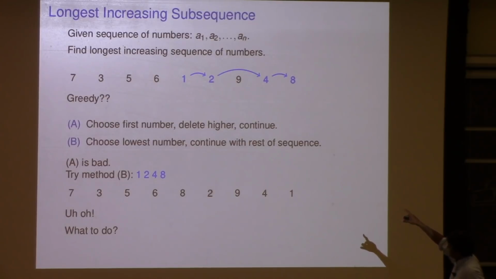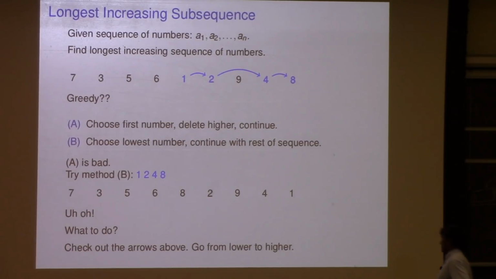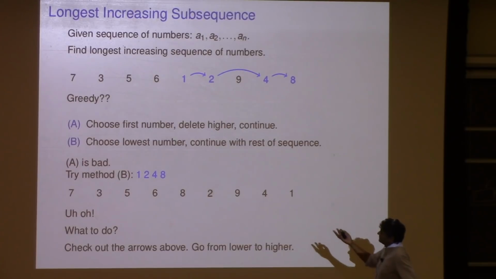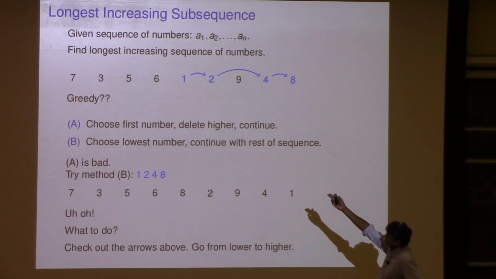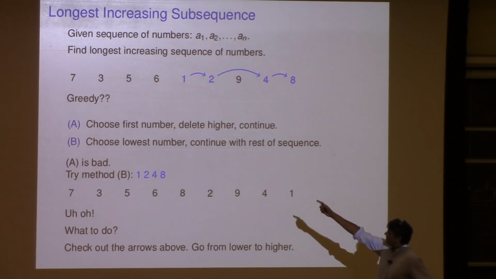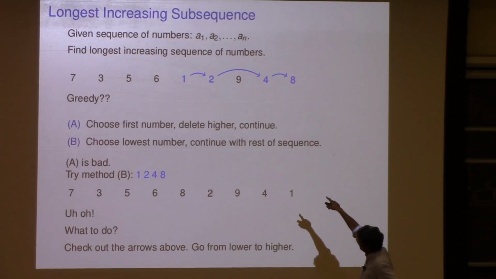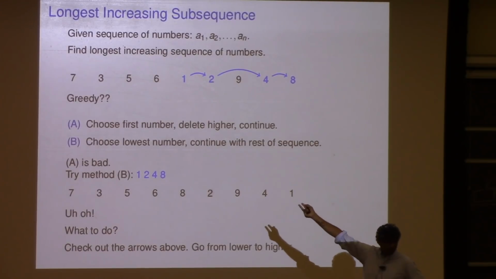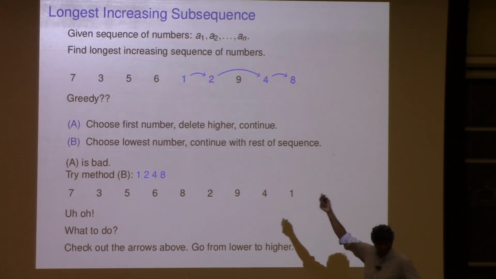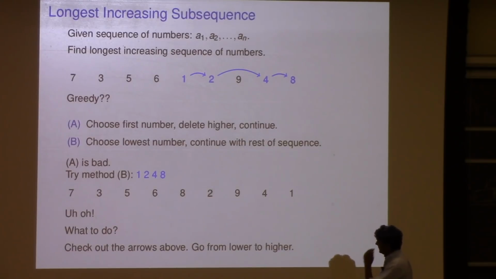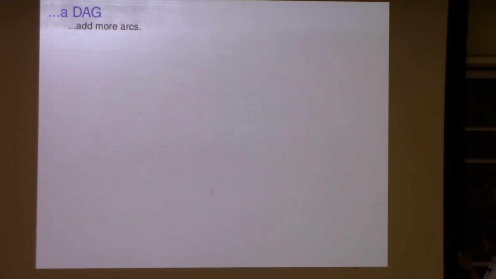So what should I do? They go from lower to higher. Well, let's put in all these arcs. Is 5 less than 6? Yeah, let's put in that arc too. Let's make a DAG here where we just put in all these arcs that could be in our solution. These are parts of our solution. Okay, so the solution is a DAG.